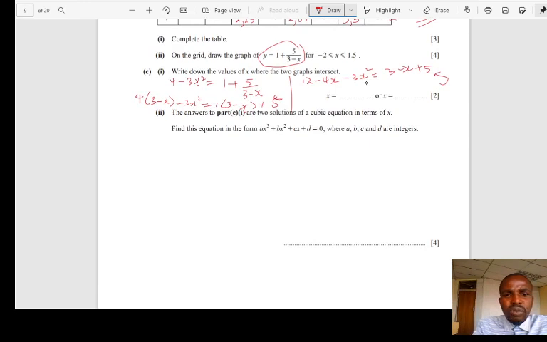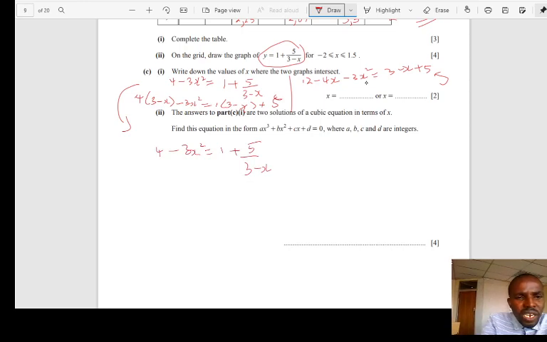Question number item 2. The answers to part C are two solutions of the cubic equation in terms of x. Find this equation in the form of ax cubed plus bx squared plus cx plus d equals 0, where a, b, and c are integers. So let me use this method. Just equate the two graphs. So 4 minus 3x squared is equal to 1 plus 5 over 3 minus x.